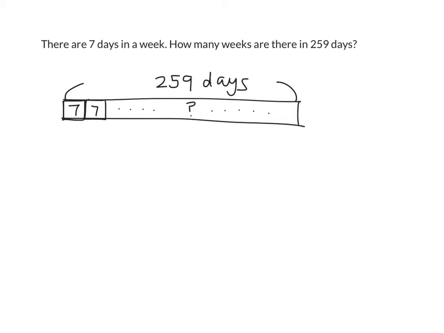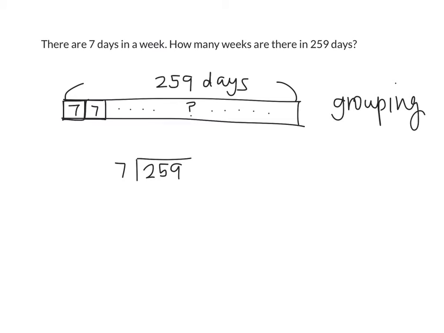So let me ask you a question. Is this grouping or sharing? Grouping. Do we know how many is being shared into each group? How many days are in each group? Each group is called 1 week, right? So how many days? 7. So we're trying to find out how many. So this is a grouping division problem. What division problem should we do then? What's the equation? 259 divided by 7.